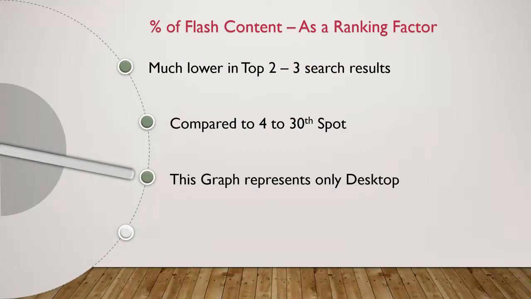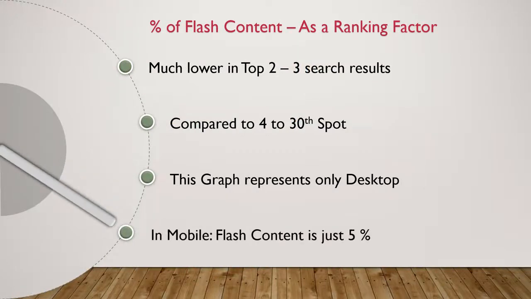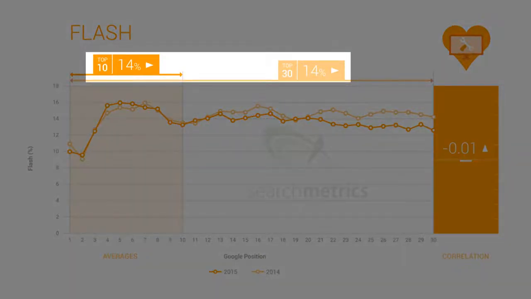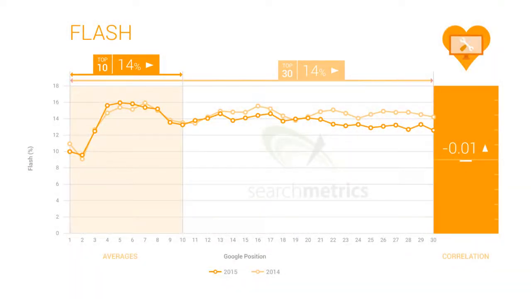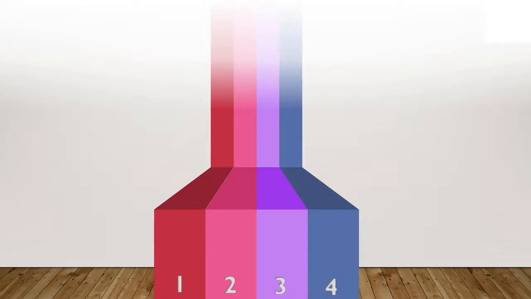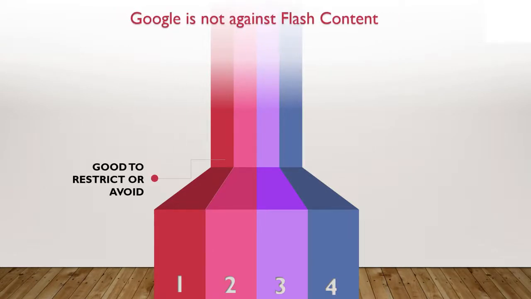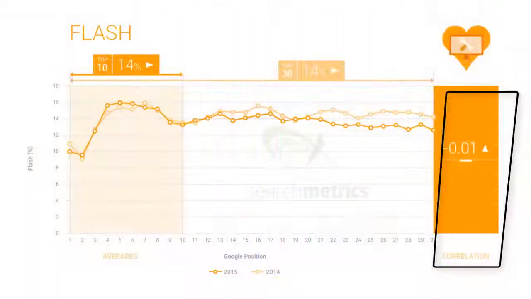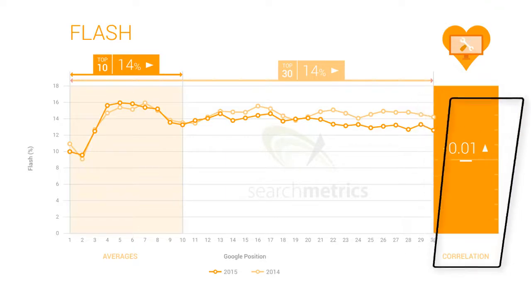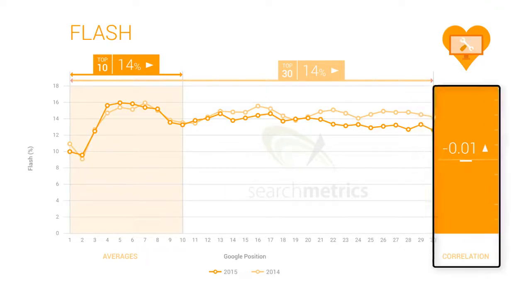In the mobile search engine result pages, the fraction of flash pages is just 5% compared to a 14% average in desktop search results. So you could have observed that the top 3 positions are occupied by pages which contain significantly less flash content. Though Google is not against flash content, it's good to avoid or restrict the usage of flash in your web pages, as the correlation factor is in the negative zone. Since it's minus 1%, with the increase of flash content, your ranking will get reduced.